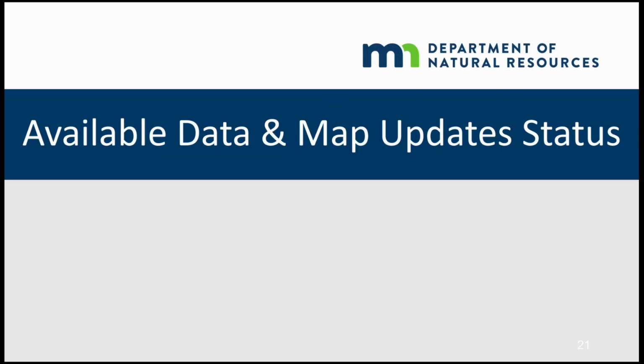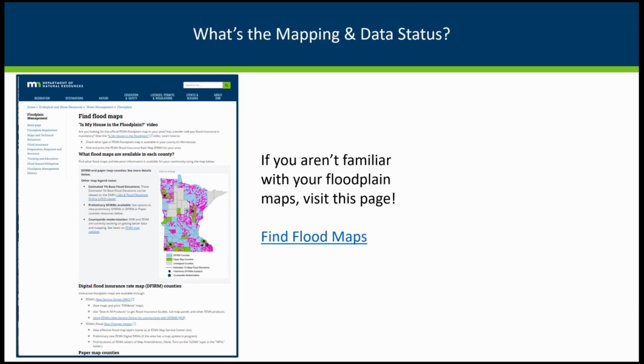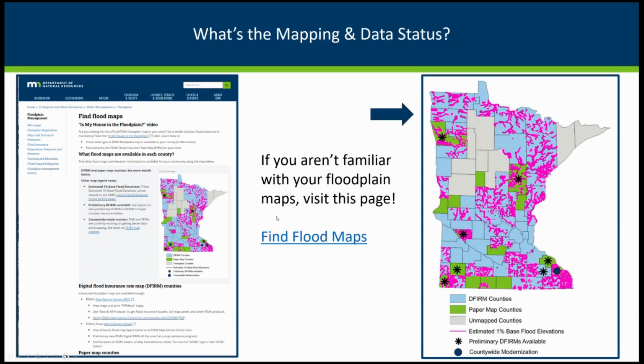So now we're going to talk a little bit about the available data that we have and some updates to our map status. So highly recommend that you go to this Find Flood Maps site on the DNR website. We do have a link in the slides as well. And that'll take you to this map, kind of letting you know what data is available and where. So these blue counties are all counties that have a DFIRM available. Green counties are still paper maps. We do have a few counties that are currently unmapped.